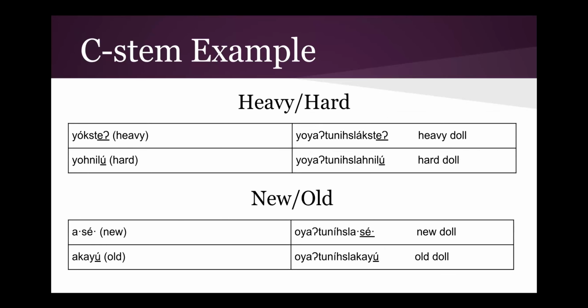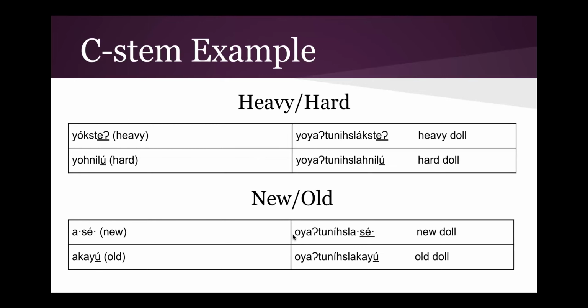And now we're going to do the same thing with the C stem example. Yoyat dunit slakst. Yoyat dunit slakste. It's a heavy doll. Yoyat duni slani. Yoyat duni slanilu. It's a hard doll. Maybe it's one of those ceramic dolls or those hard plastic ones.